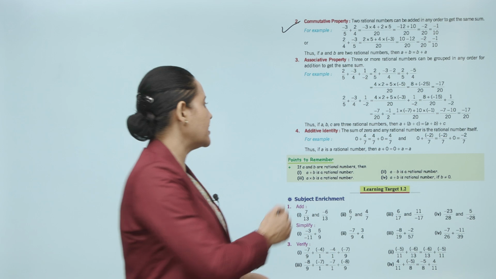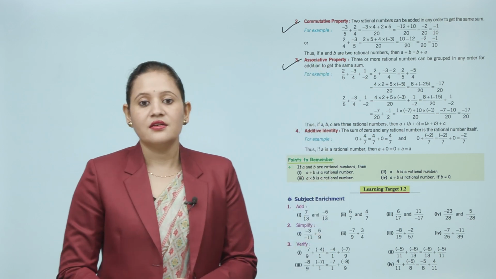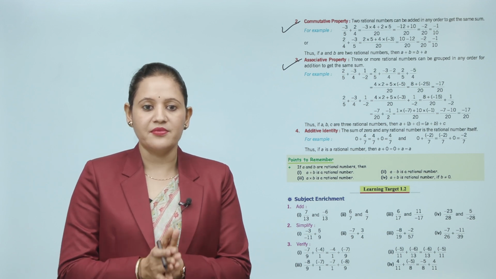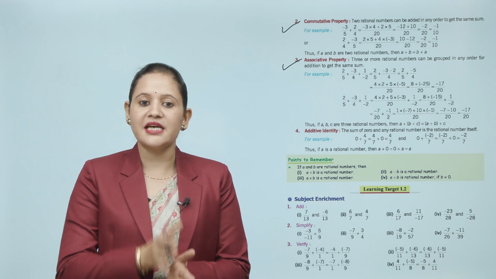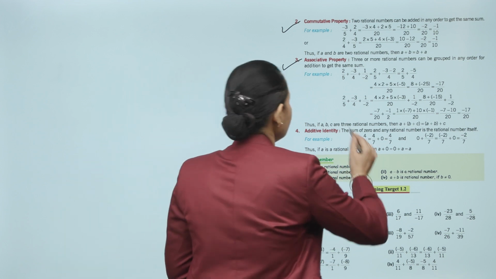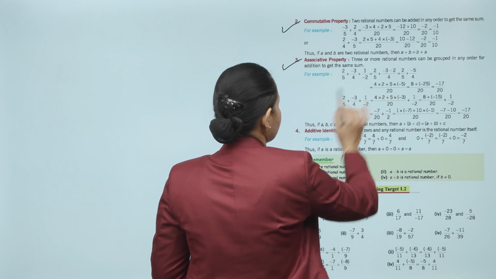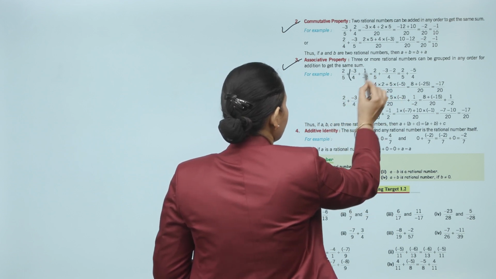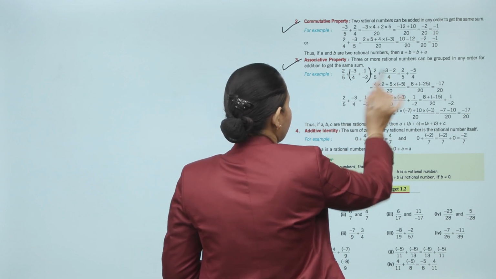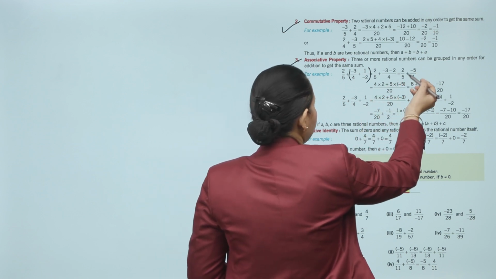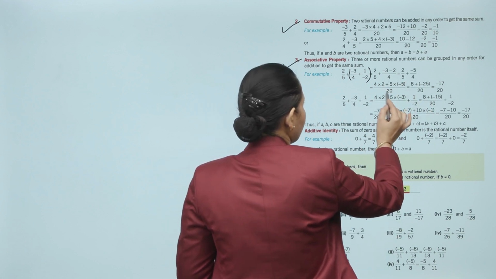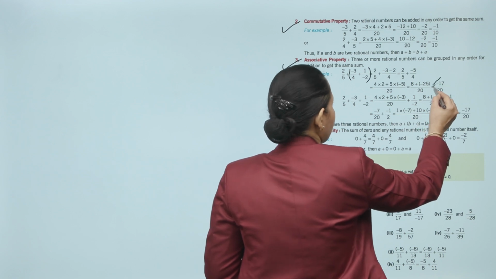Next is associative property. Three or more rational numbers can be grouped in any order of addition to get the same sum. For example, 2 upon 5 plus minus 3 upon 4 plus 1 upon minus 2. So, equals to, क्या हो जाएगा, 2 upon 5 plus 4, हमने पहले इसको ग्रुपिंग कर दिया है. 4 यहाँ आ गया, LCM, minus 3 minus 2. So, 2 upon 5 plus minus 5 upon 4. Now, we'll take the LCM of 5 and 4, that is 20. Solve करेंगे तो क्या आएगा, minus 17 upon 20.